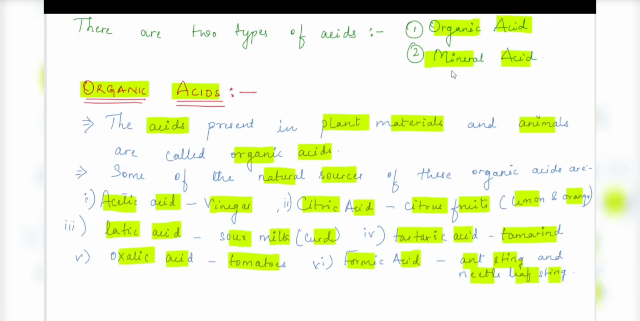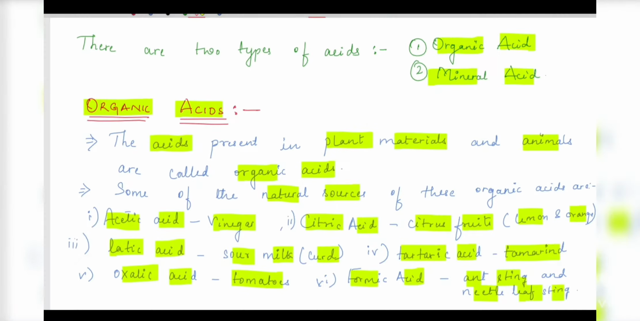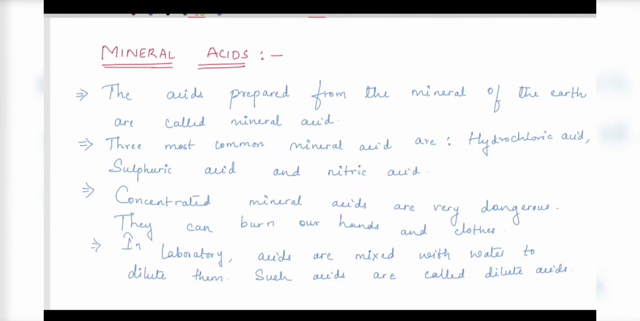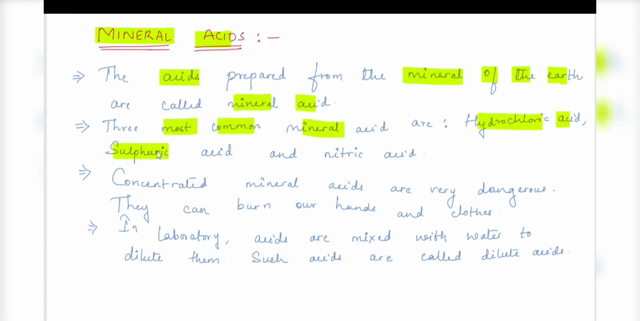And the next category of acids is mineral acids. So now let us see what mineral acids are. The acids which are prepared from the minerals of the earth are called mineral acids. The three most commonly used mineral acids are hydrochloric acid, sulfuric acid and nitric acid.